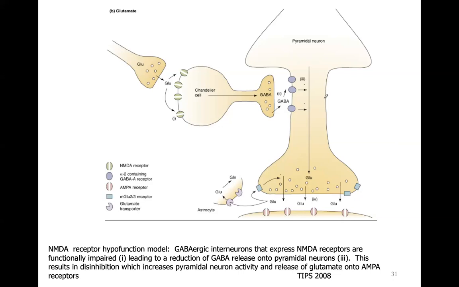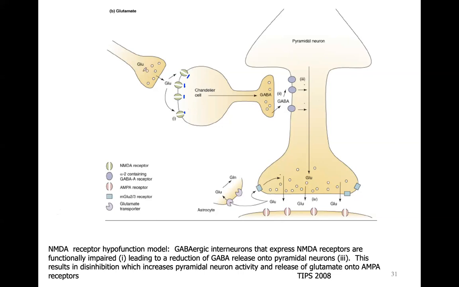So let's look at this NMDA. Just to point out, we have NMDA receptors. You can see them. I hope you guys can see my pen here. That's there. Here are the NMDA receptors. They're on what is known as a chandelier cell.